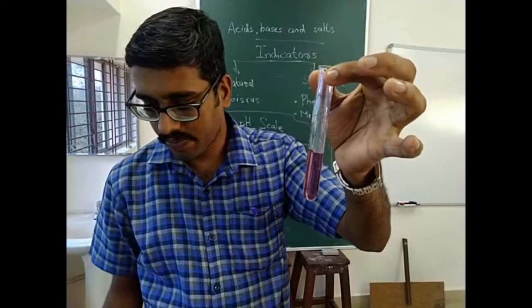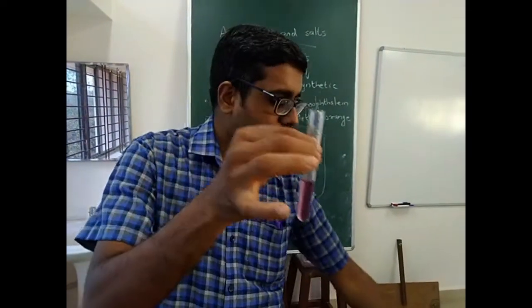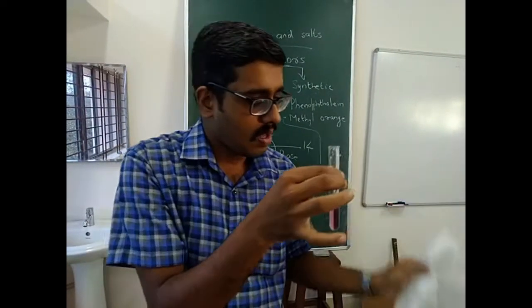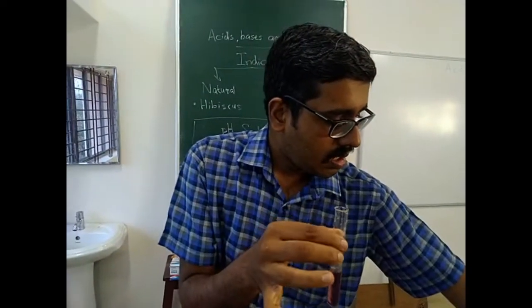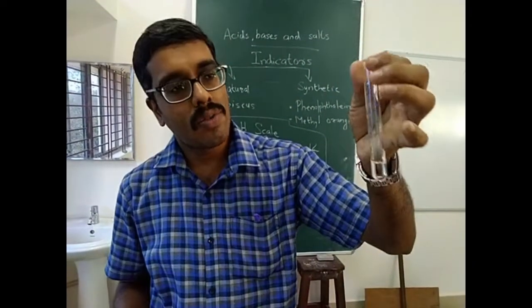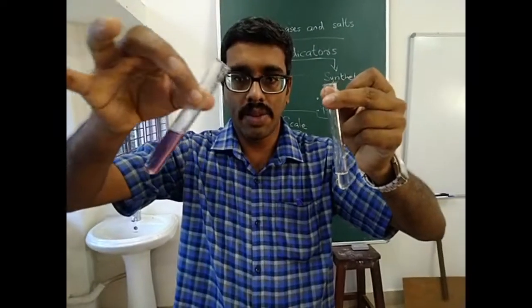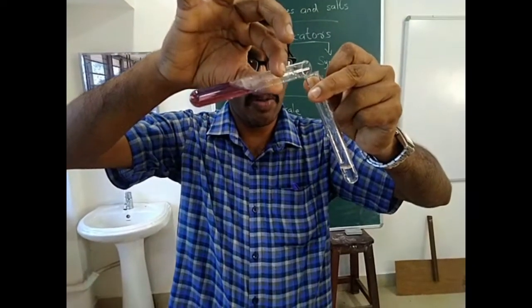I think it is clear. It is somewhat pale pink color. On my left hand, 5 ml of dilute hydrochloric acid is here. I am going to add some hibiscus solution into it, drop by drop.